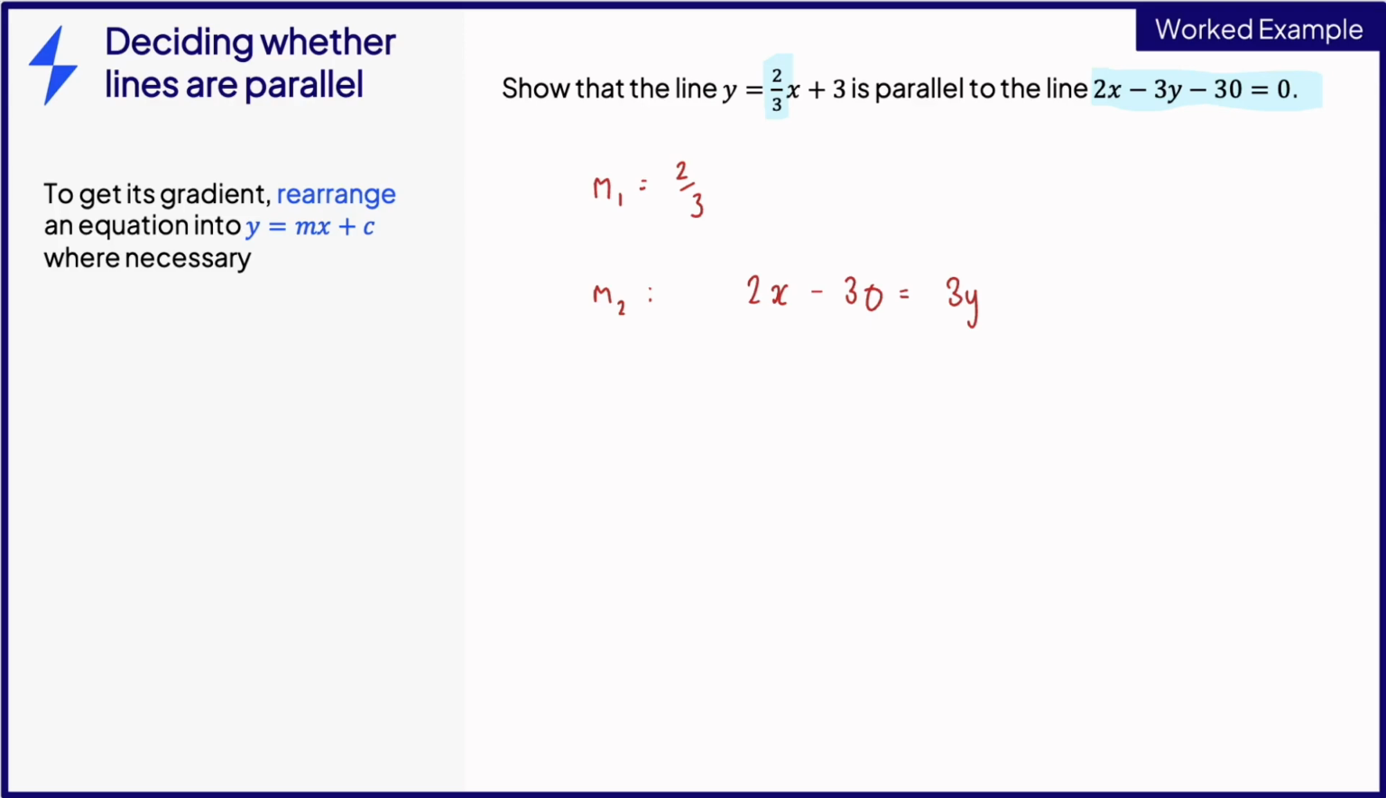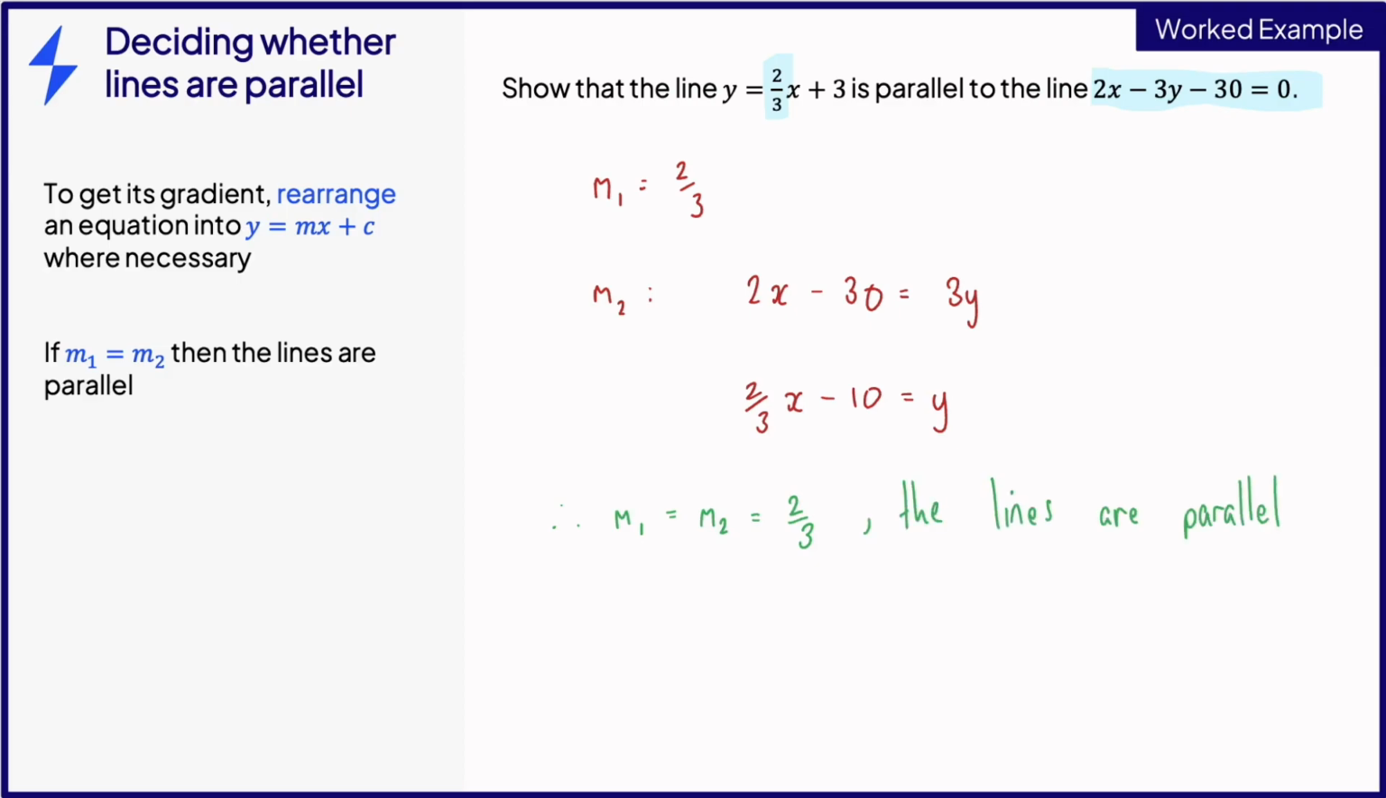So we'll need to divide both sides of the equation by 3 to get 2/3 x minus 10 equals y. And now we know that the gradient of the second line, or m sub 2, is also 2/3. And remember, if m sub 1 equals m sub 2, then the lines are parallel. So we can conclude that m sub 1 equals m sub 2 equals 2/3. Therefore, the lines are parallel.